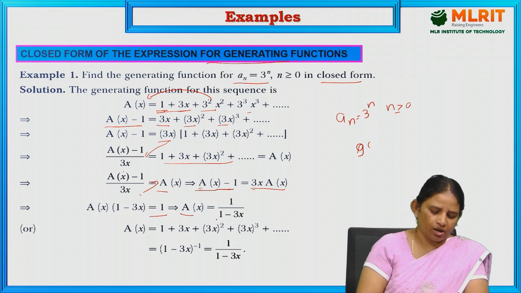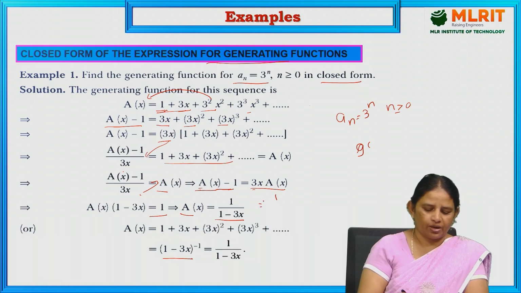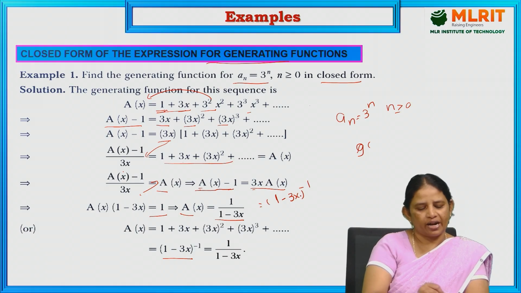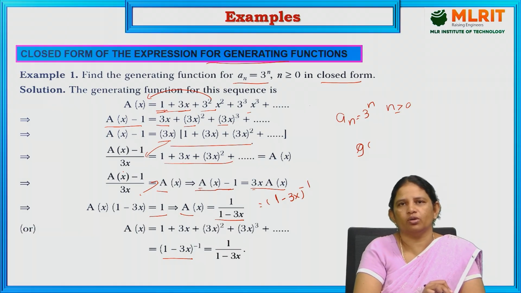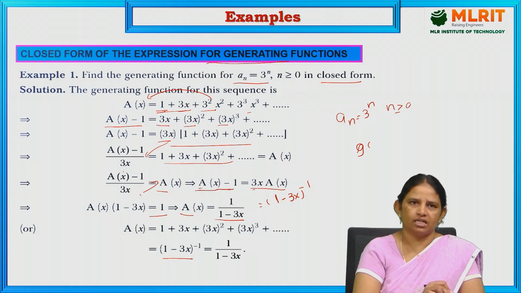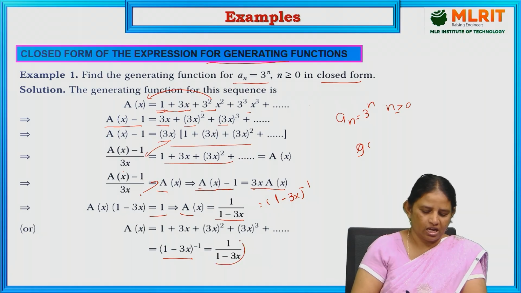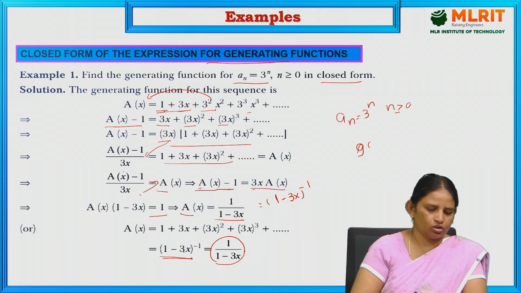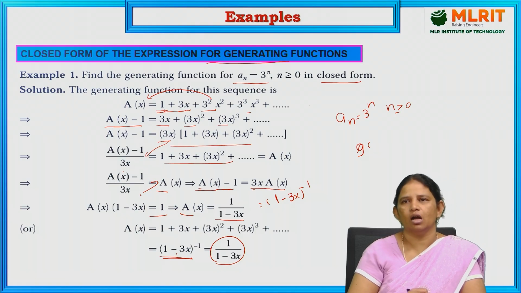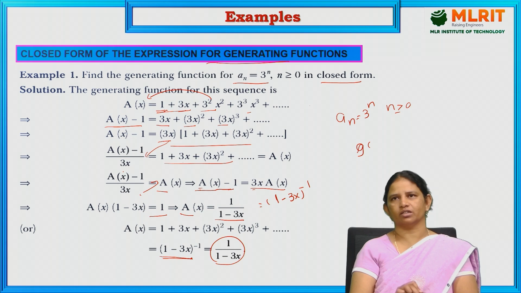1 by 1 minus 3x is also written as (1 minus 3x) whole to the power of minus 1. So instead of writing each and every term, we need to find the closed form for the generating function. This is called the closed form. (1 minus 3x) whole to the power of minus 1 is the closed form of the generating function.